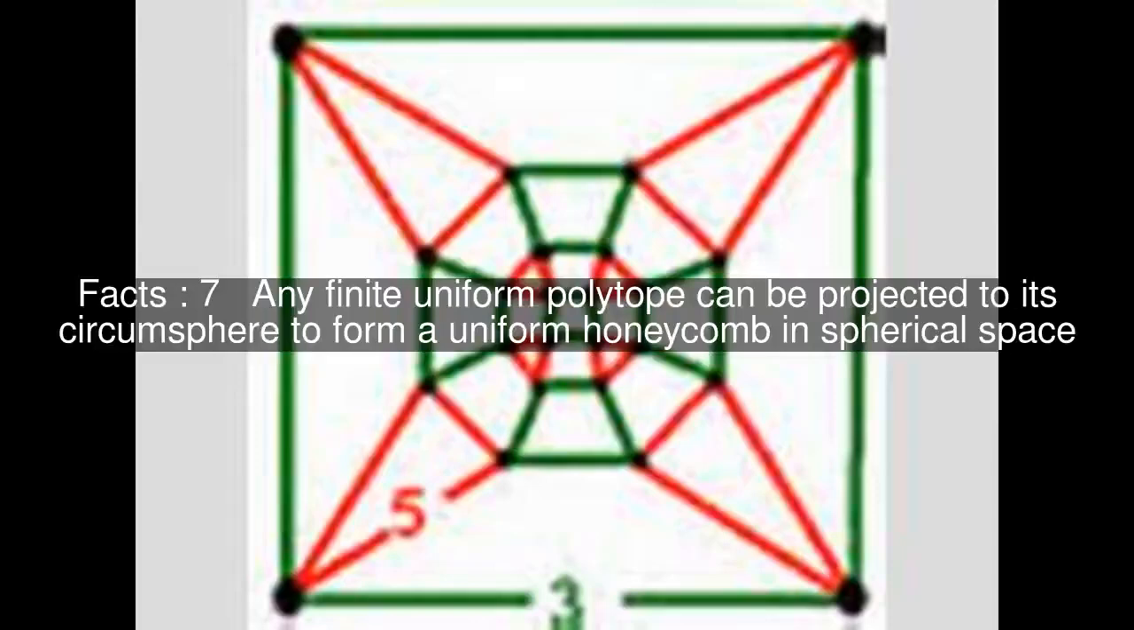Any finite uniform polytope can be projected to its circumsphere to form a uniform honeycomb in spherical space.